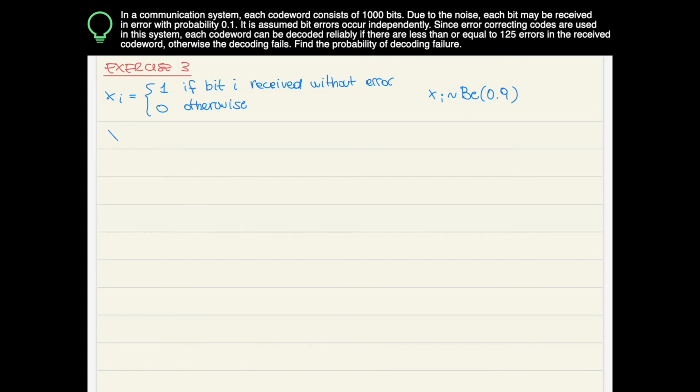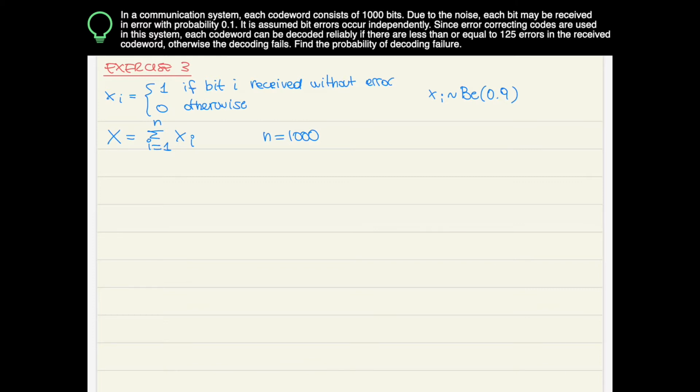Each code word is made of 1,000 bits. So we can define x as the number of bits in a code word that are received correctly. So this will be the sum from i equal 1 to n of xi, where n is equal to 1,000. Since error correcting codes are used in the system, each code word can be decoded reliably if there are less than or equal to 125 errors in the received code word, otherwise the decoding fails. Find the probability of decoding failure.